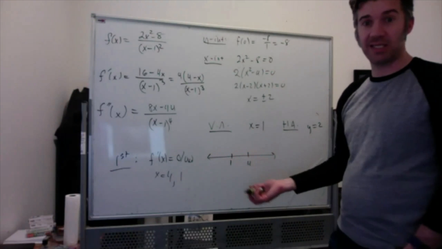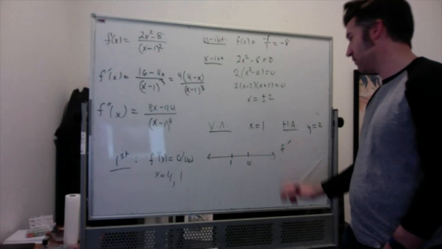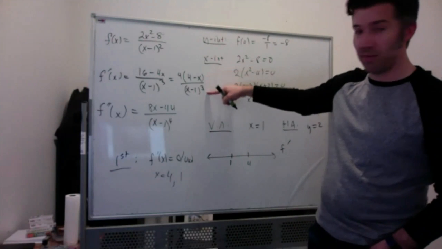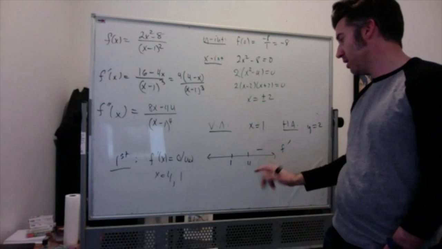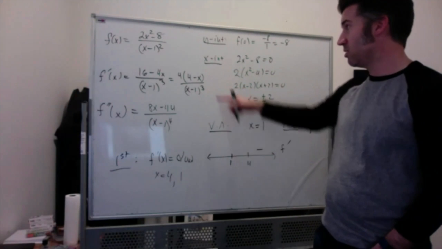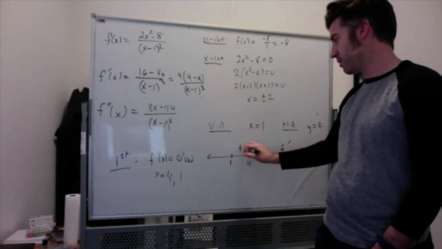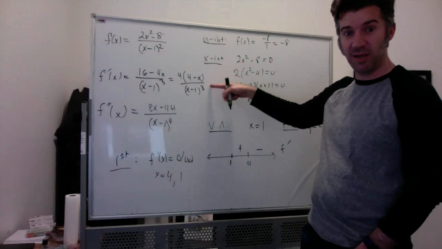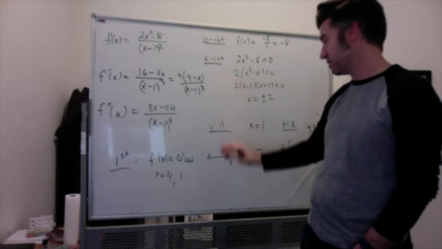So now I'm going to look at the sign chart for the first derivative. Pick a number larger than 4, like 5. Top is negative, the bottom is positive, so the whole thing's negative. Pick something between 1 and 4, like 2. Top is positive, bottom is positive. Pick something less than 1, like 0. Top is positive, bottom is negative. Cubed is still negative, so positive over negative is negative.